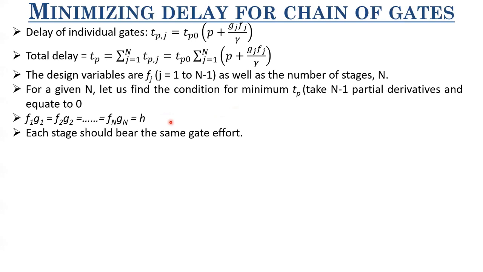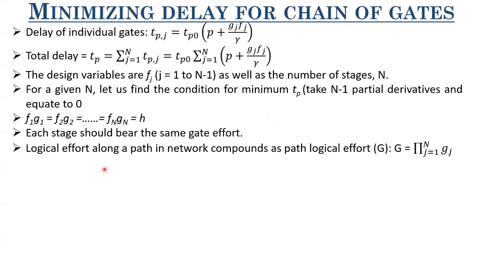Now, we try to compound this logical effort or gate effort along the path. There would be a signal path or critical path through which the signal flows across different stages, right? Now let us see how we can compound it when we have a chain of stages. First, let us look at the logical effort. The logical effort along a path in a network compounds as the path logical effort G, which equals the product of all the GJ. So this capital G is nothing but the product of all the G's of the individual stages. That is how you compound the logical effort along the path, and you name it the path logical effort.